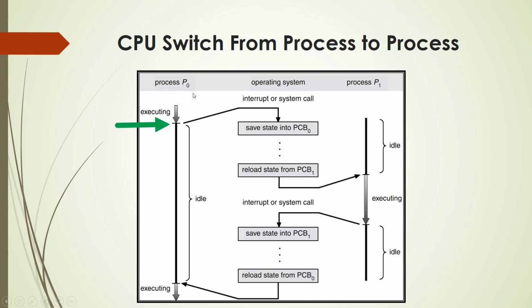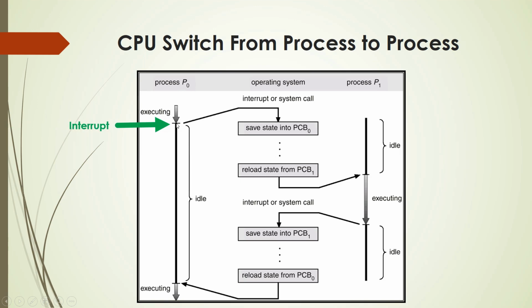There is also a possibility that the process contains an input output instruction, and for that it must be switched from the CPU to the input output. So there may be a system call for input output. So there are two possibilities. One, there can be an interrupt, or there can be a system call for input output operation. In both the cases, the process P0 will be halted.